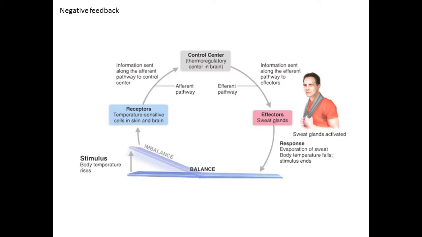So here's a classic example of a negative feedback loop, the homeostasis of body temperature. Here, a stimulus could be a hot day. Your body temperature will rise, and the change will be noticed by the receptors in your skin. Information will be sent to the brain and back to the effectors, which in this case will be the sweat glands. You'll sweat, the sweat will evaporate, and that will cool you, and it will bring your temperature back into the normal range.